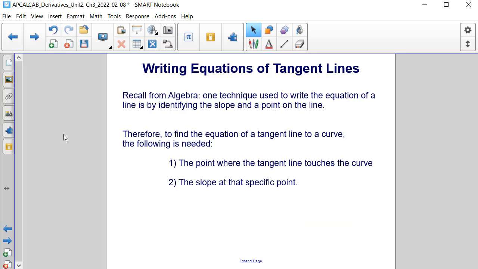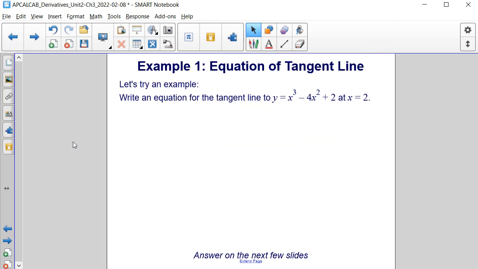Recall from algebra, one technique used to write the equation of a line is by identifying the slope and a point on the line. Therefore, to find the equation of a tangent line to a curve, the following is needed. First, we need a point where the tangent line touches the curve, and then we need the slope at that specific point. Let's try an example.